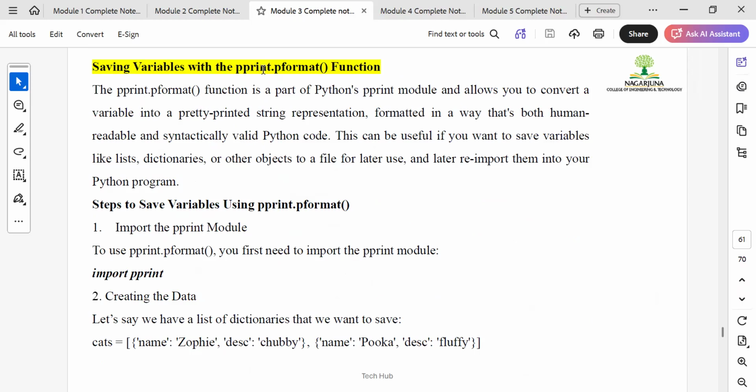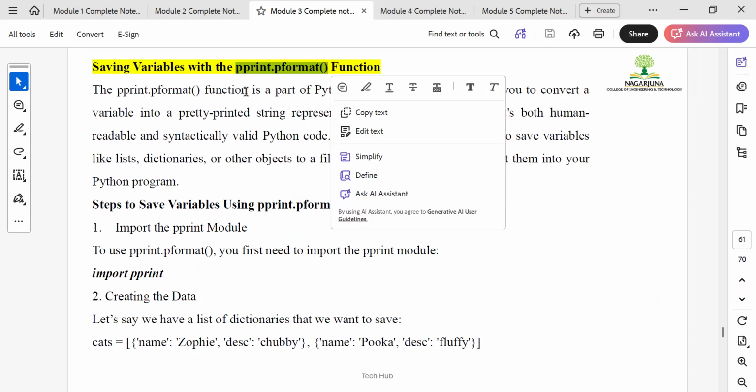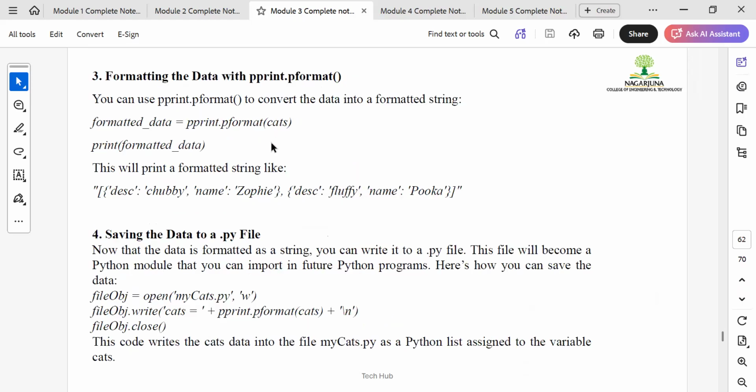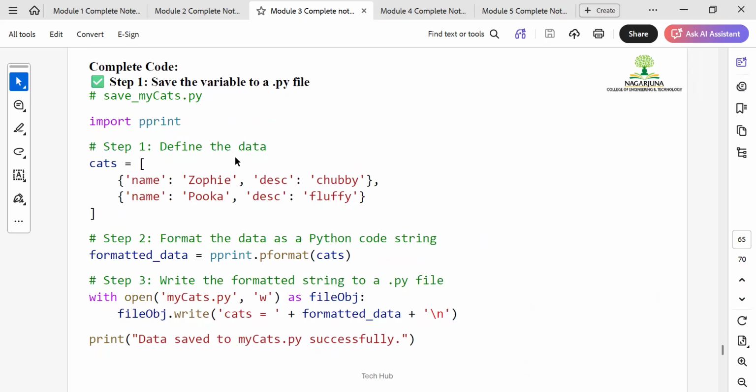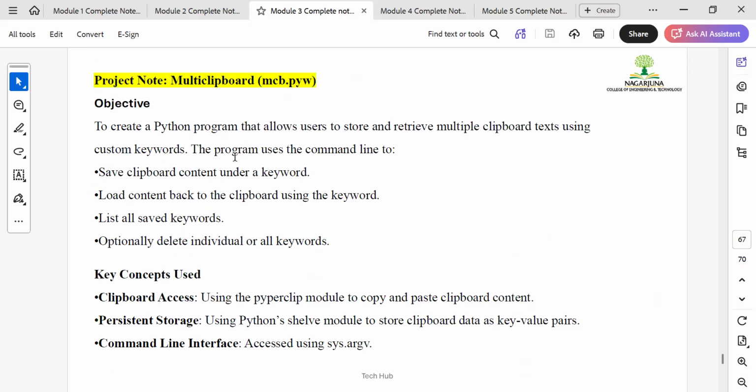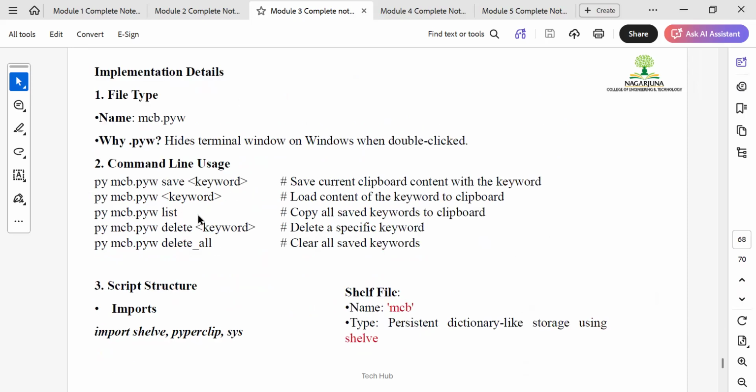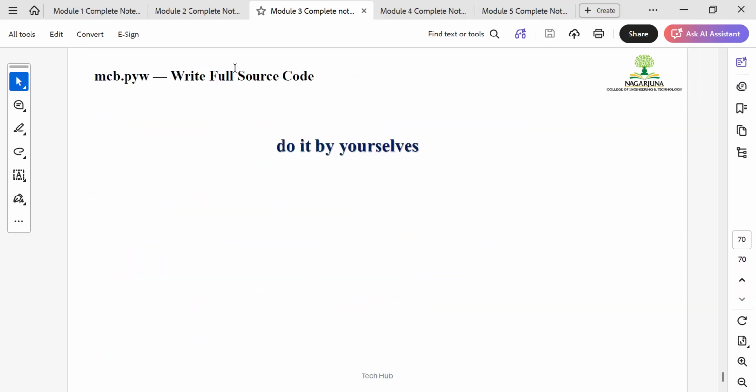Then the pprint.pformat method. Sometimes they ask the question: difference between pretty printing and the pformat method. So at that time you have to answer these things. Multi-clipboard program, please practice. Okay, so this is about the third module.